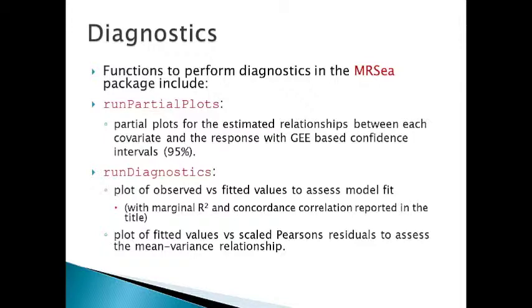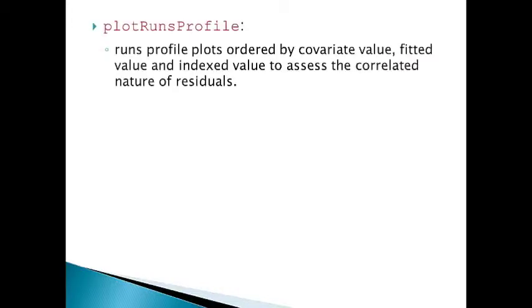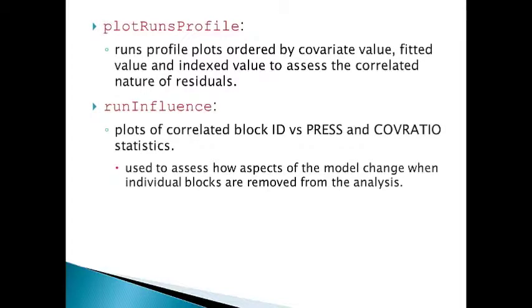You can also have runs profiles, which indicate how your correlation is through your data, and influence checks. Because we're doing GEEs and we've got blocks of data, you can assess whether any one of your blocks is really influential, either to your predictions or to the coefficients in your model as well, and that's what these statistics do.